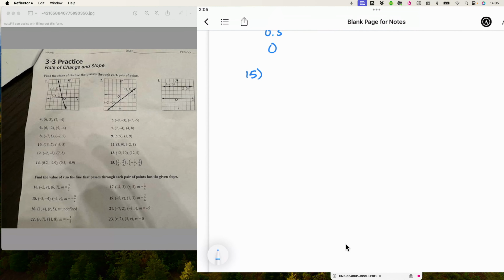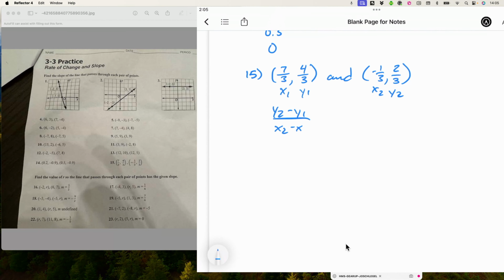15. Again, the process is the same no matter what, even if we have fractions. So 7 over 3 and 4 over 3, and negative 1/3, 2/3. x1, y1, x2, y2, y2 minus y1 over x2 minus x1. y2 is 2/3, y1 is 4/3, x2 is negative 1/3, x1 is 7/3. 2/3 minus 4/3 is going to be negative 2/3 over negative 1/3 minus 7/3, which is going to be negative 8/3.